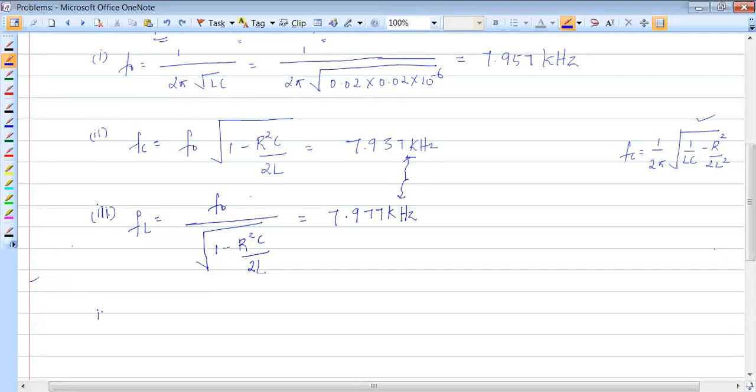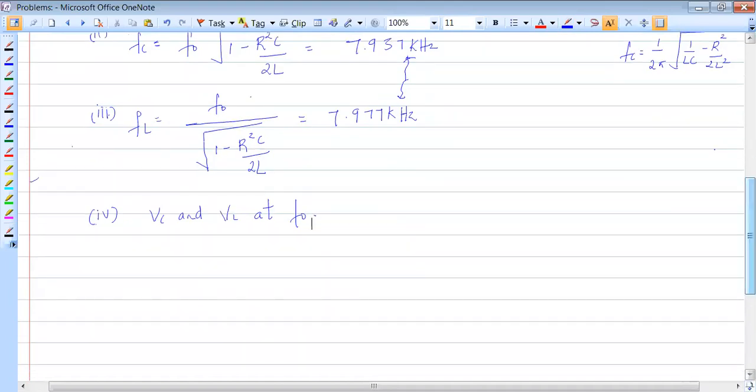Now, what is the next thing they've asked? They've asked us to find out VC and VL at F naught. What is VC and VL at F naught? Anybody who wants to go on with this? What are they supposed to be? They are equal in magnitude, opposite in phase.